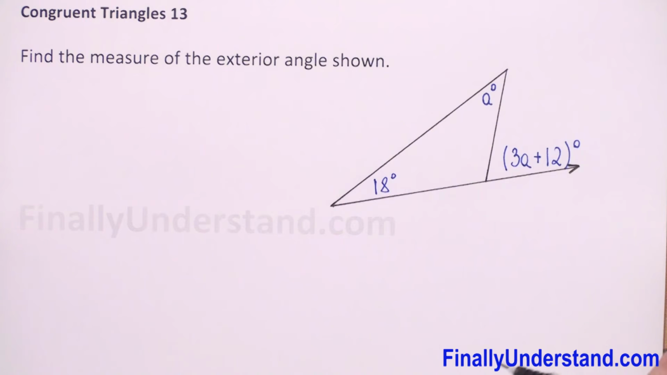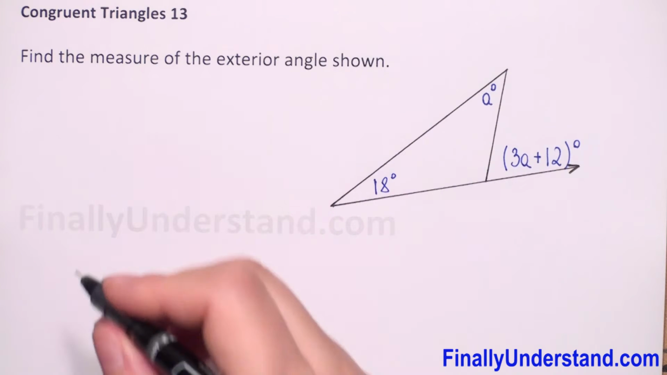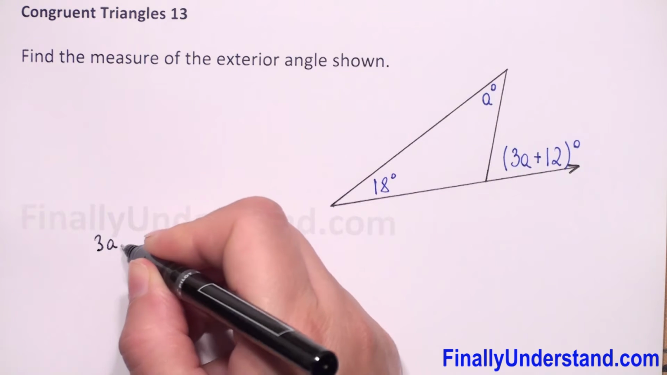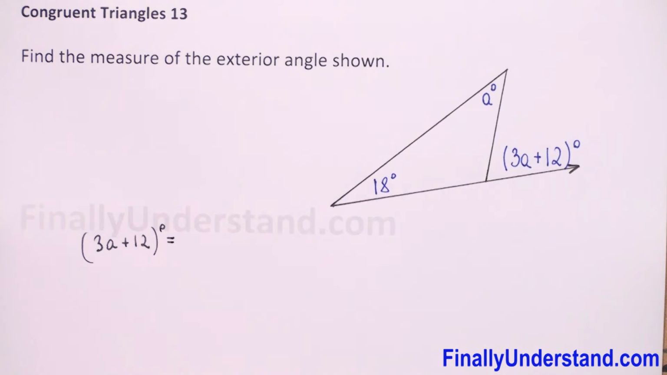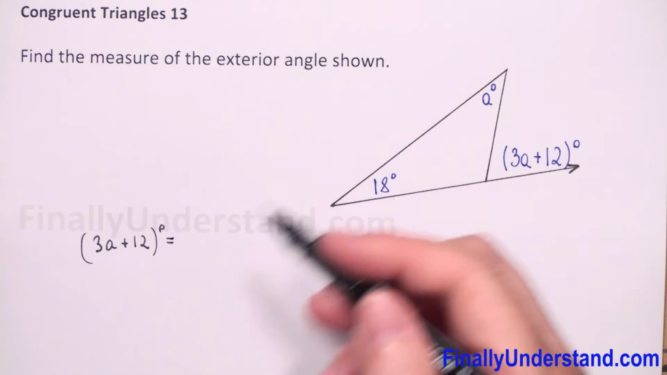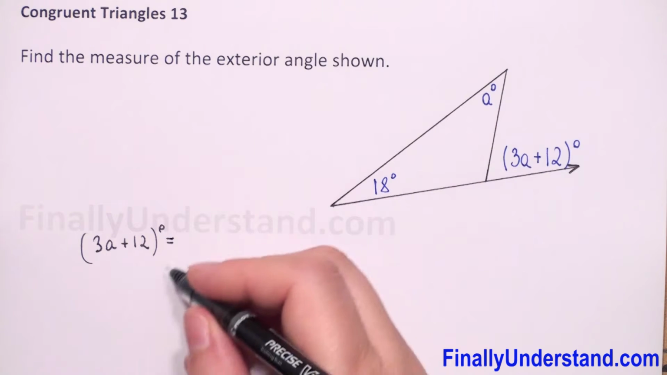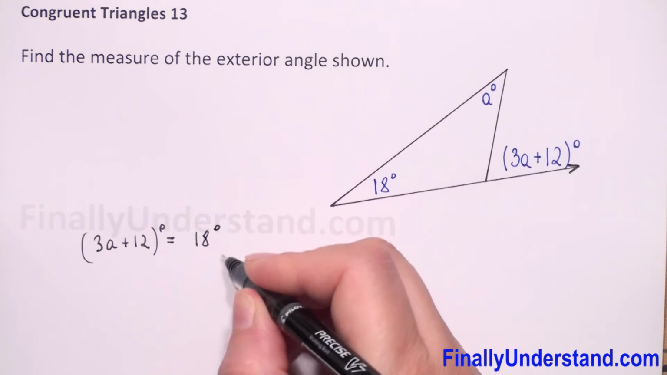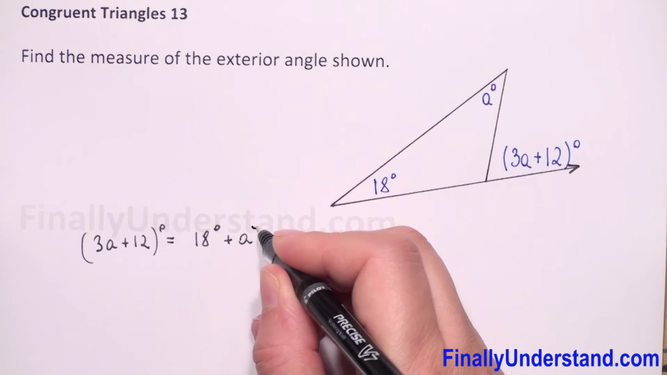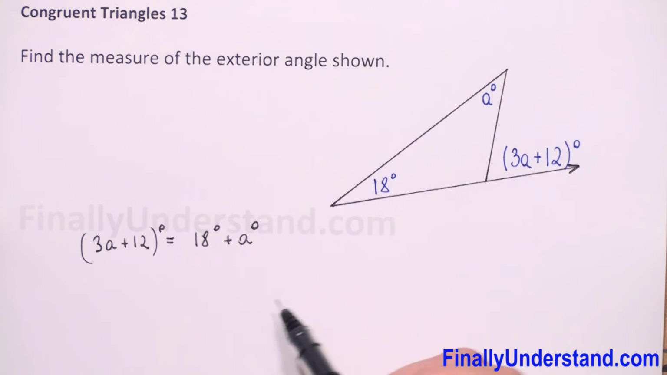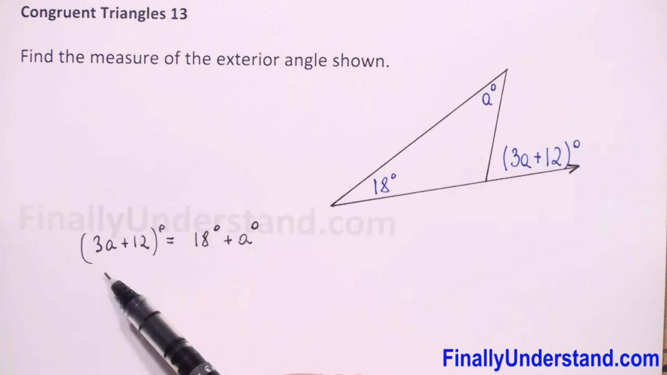So we can write the equation that 3a plus 12 degrees is equal to the sum of these two interior angles. So we have 18 degrees plus a degrees. Now let's forget about degrees. We have one equation with one unknown, so we solve this equation for a.